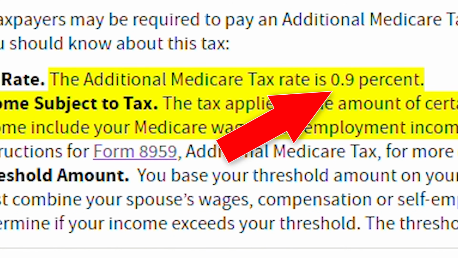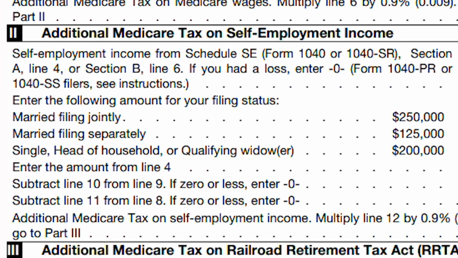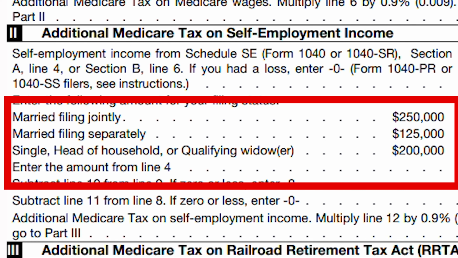And if you earn even more money, there's an additional Medicare tax of 0.9% additional. But those have income thresholds. And those income thresholds, if you're married filing jointly, is $250,000 and above. If you're married filing separately, it's $125,000 and above. And if you're single, head of household, or a qualifying widower, it's $200,000 and above.